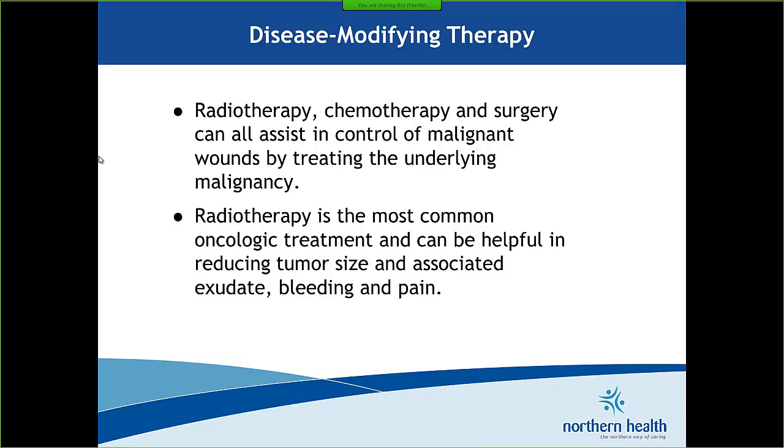So disease modifying therapy: radiation, chemotherapy, and surgery can all assist in controlling the malignant wounds by treating the underlying malignancy. Radiotherapy is the most common oncologic treatment and can be helpful in reducing tumor size and the associated exudate, bleeding, and pain. So radiotherapy will destroy malignant tumor cells, therefore reducing the size of the wound and alleviating symptoms.